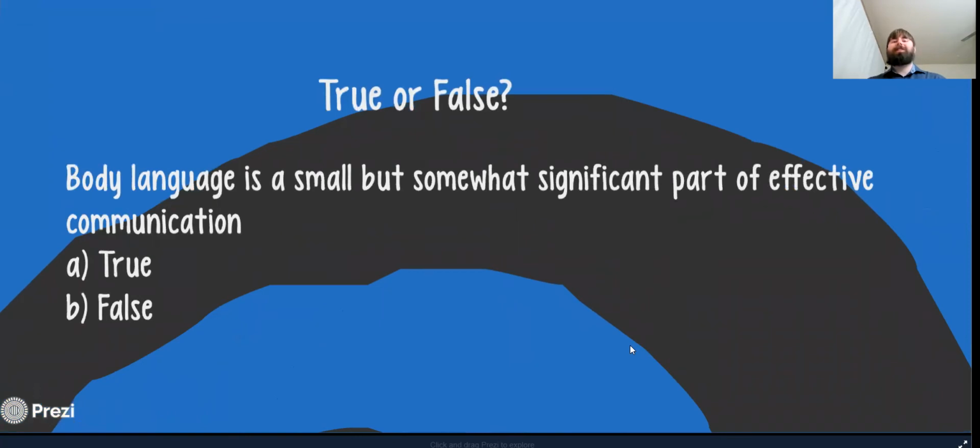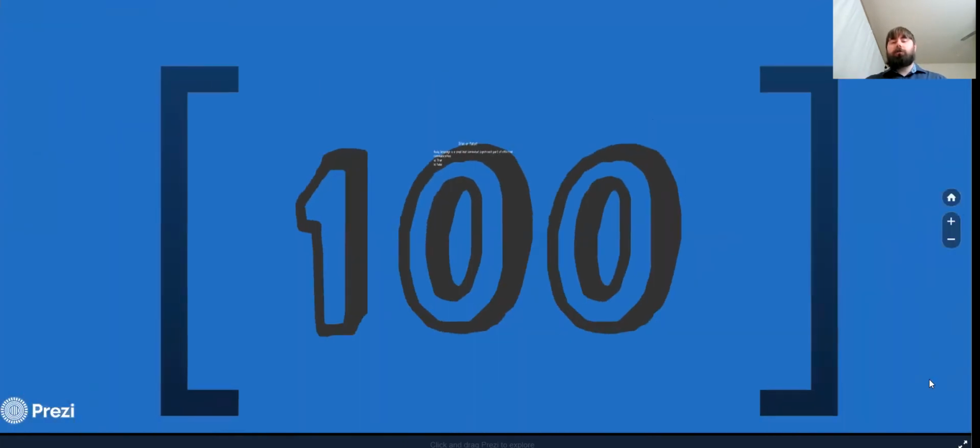Body language is a small but somewhat significant part of communication, of effective communication. False, false, false. Body language is extremely important. It's a huge part of communication.